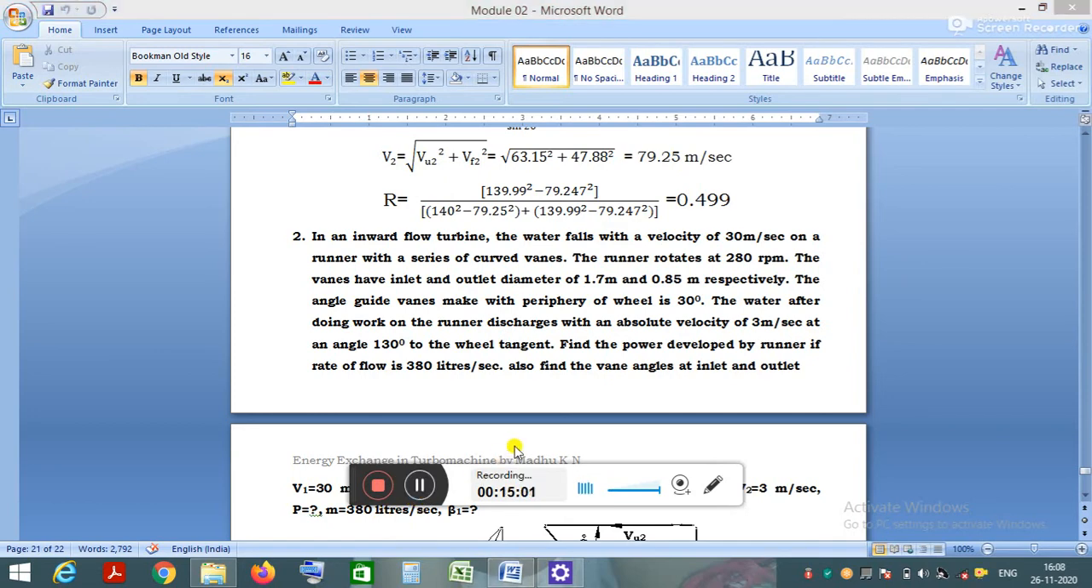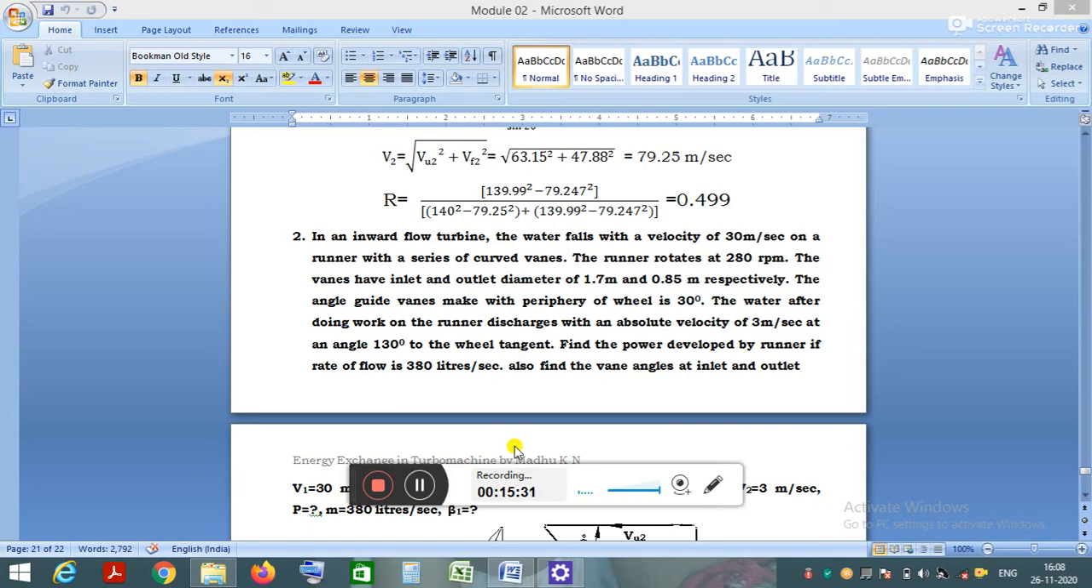The water falls with a velocity of 30 meter per second on a runner with a series of curved vanes. That means the water enters the turbine blades with a velocity of 30 meter per second, so V1 is given. The runner rotates; the speed of rotation of the runner or the shaft is 280 rpm.